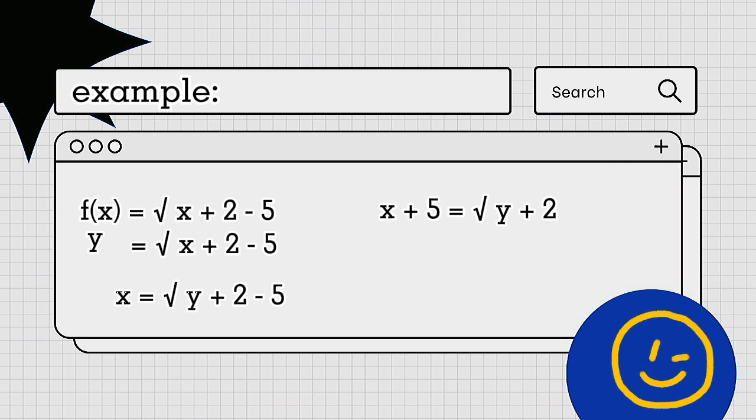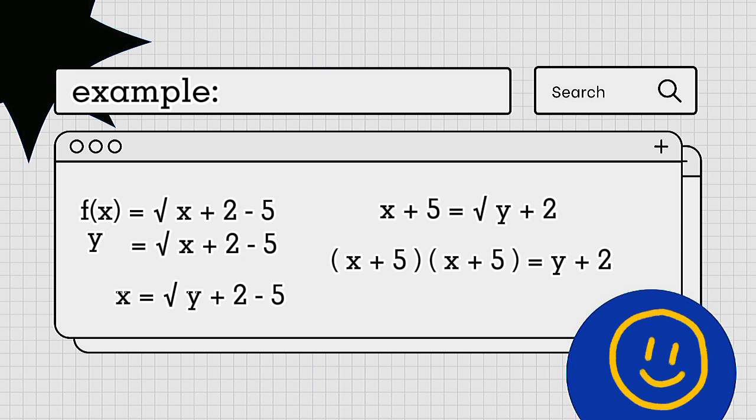So now we need to remove the radical. What we need to do is take the square of both sides of the equation. So on the left side we have x plus 5 raised to 2, which is basically x plus 5 multiplied by itself twice. On the right, we simply have y plus 2.